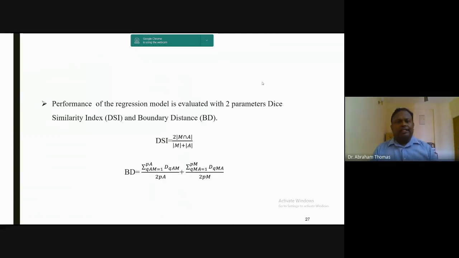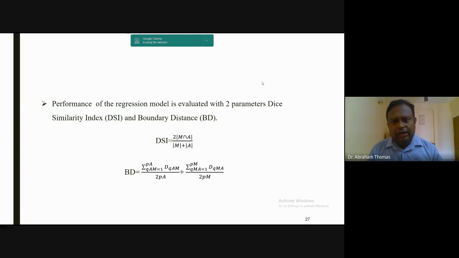Now, the performance of the regression model is evaluated with 2 parameters. One is the dice similarity index, and the other is the boundary distance metric. The dice similarity index is computed as follows. It is 2 times the number of pixels or the area of M intersection A. M is the manually segmented region. A is the automatically detected region, that is the region enclosed within the red boundary points.